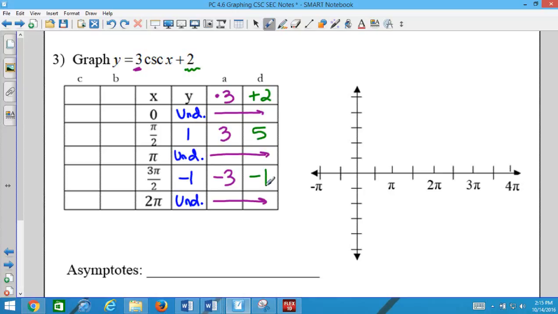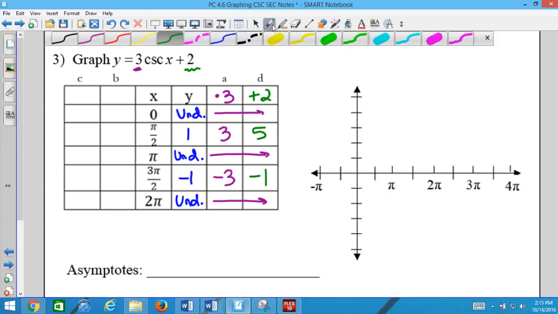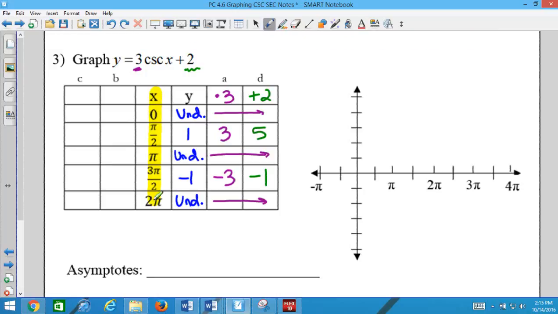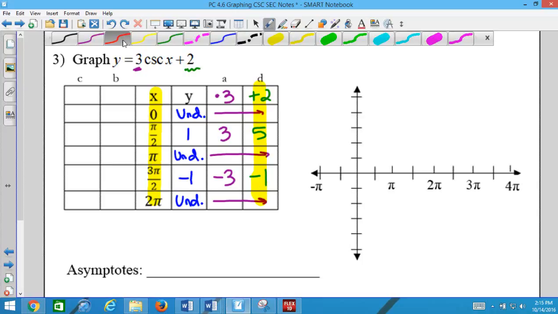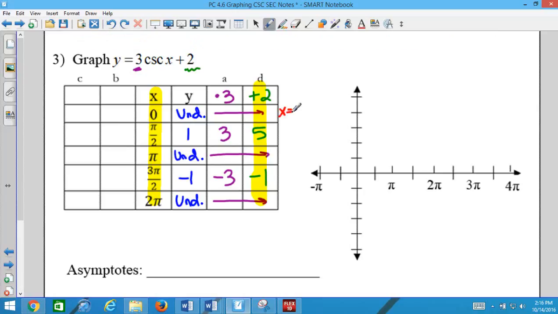We do not have a B or a C value, so now I'm going to graph this column, and this column is my X and my Y. Every place that I see an undefined, that's an asymptote. So I've got an asymptote at X equals 0, at X equals pi, at X equals 2 pi. And then continue the pattern.